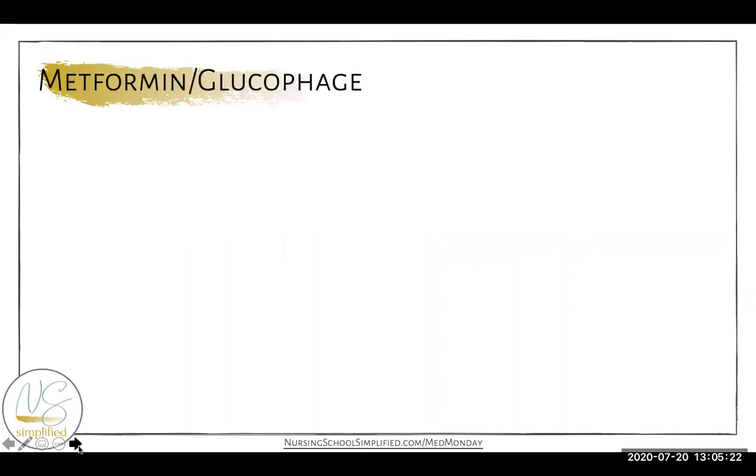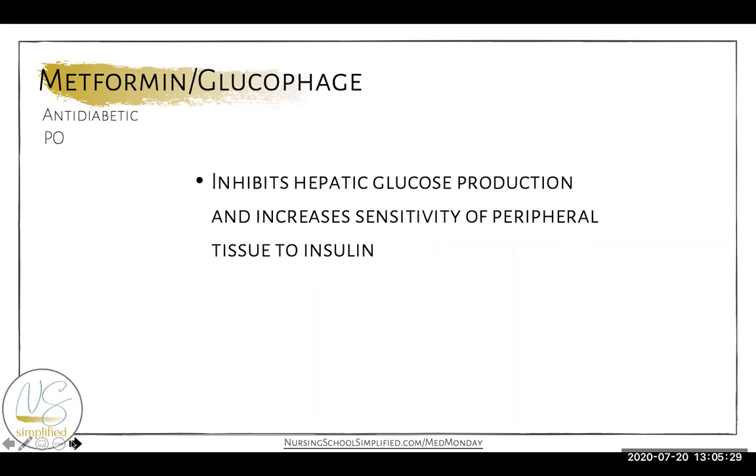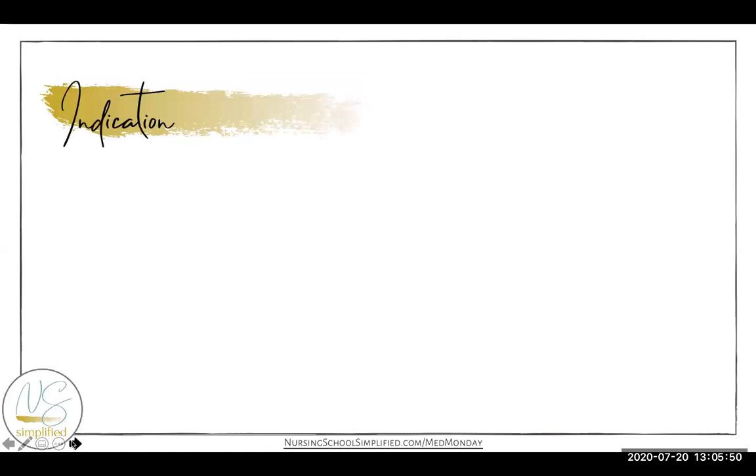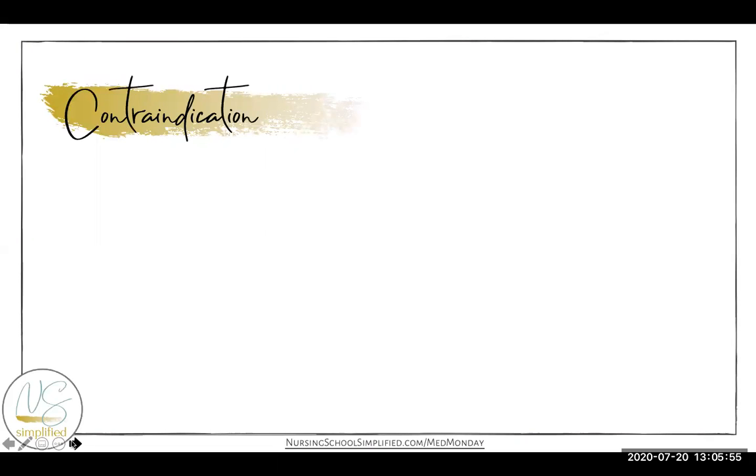This week our medication is Metformin. It is an anti-diabetic and it's given orally. The mechanism of action is that it inhibits hepatic glucose production and it increases sensitivity of peripheral tissue to insulin. The half-life is 6 hours. Our peak time is 2 to 3 hours for intermediate release and 7 hours for extended release. Indications for this is type 2 diabetes.